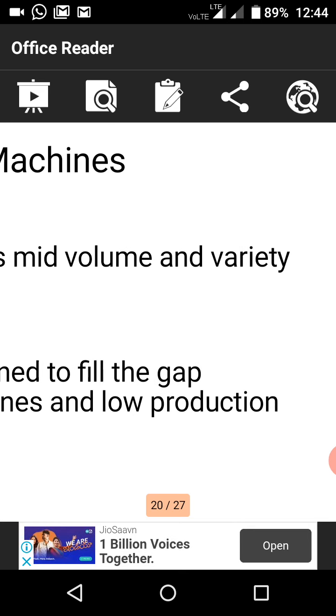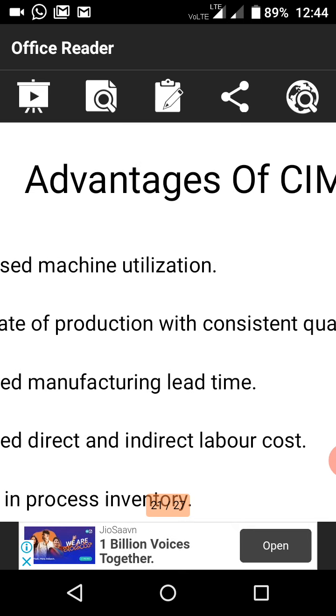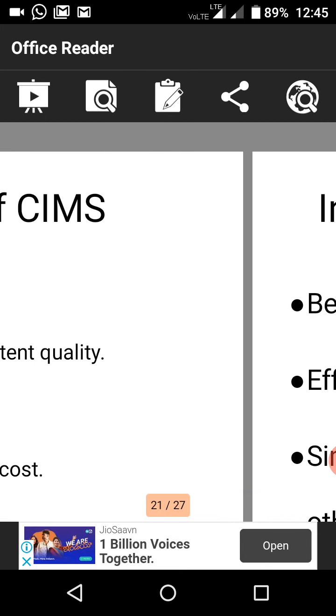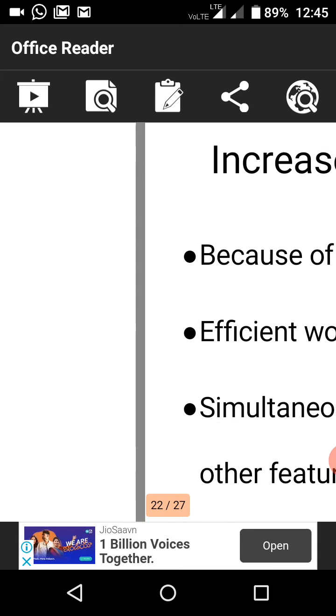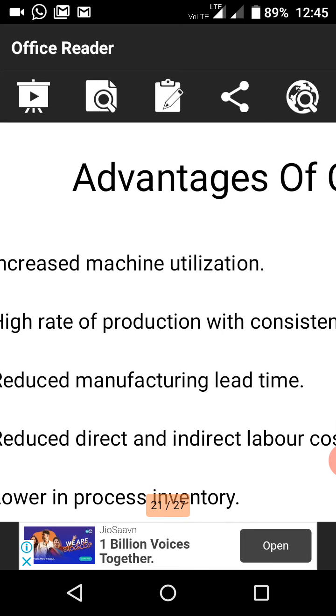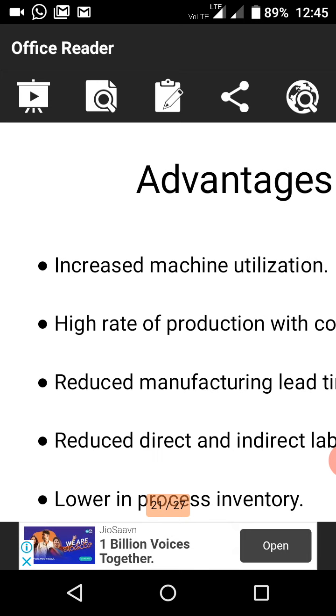Okay. Next one is advantages. Different types of advantages are there. So the advantages of SIM. First one is increasing machine utilization. So we can increase the machine utilization. More utilization of the machine we can see. Next, reducing direct and indirect labor. So we can reduce the labor directly or indirectly. Next one, reducing manufacturing lead time.